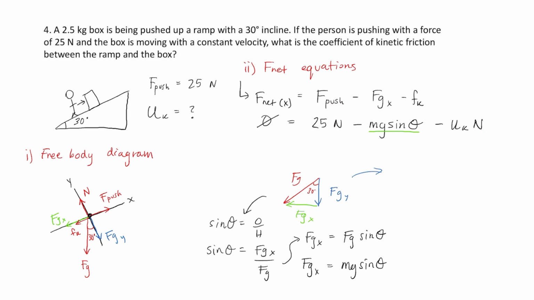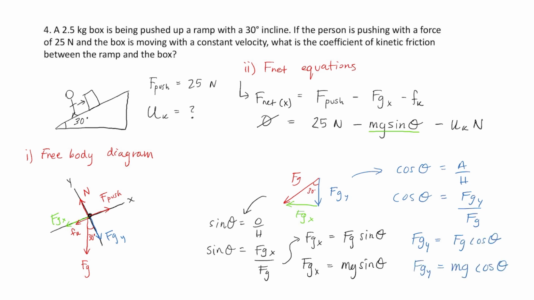Now let's use cos theta, which is equal to adjacent divided by the hypotenuse. The adjacent side is FGY and the hypotenuse is FG. We can rearrange this and replace the force of gravity with mg, and we see that FGY is equal to mg cos theta. And that's how you find the x and y component of the force of gravity when you're dealing with an inclined surface.